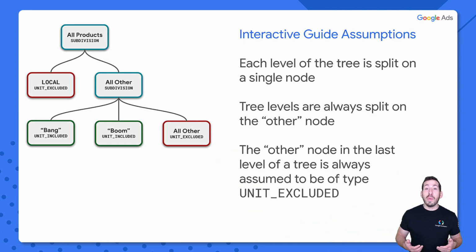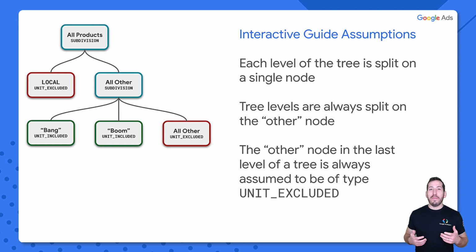Throughout this series, I've been making use of the interactive guide for creating Performance Max campaigns to serve as an illustrative tool and really help you get started with your integration. You can create listing group filters with the interactive guide, and I'll show you how to do that in just a minute. But before we dive in, I just wanted to call out a few caveats of building product partition trees using the interactive guides tool.